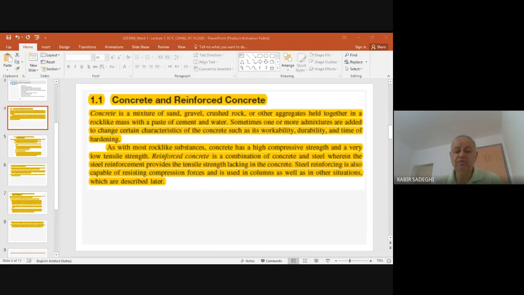And also, after I solve some examples for you, you see more examples, and also you should solve the selected problems given at the end of the chapters.